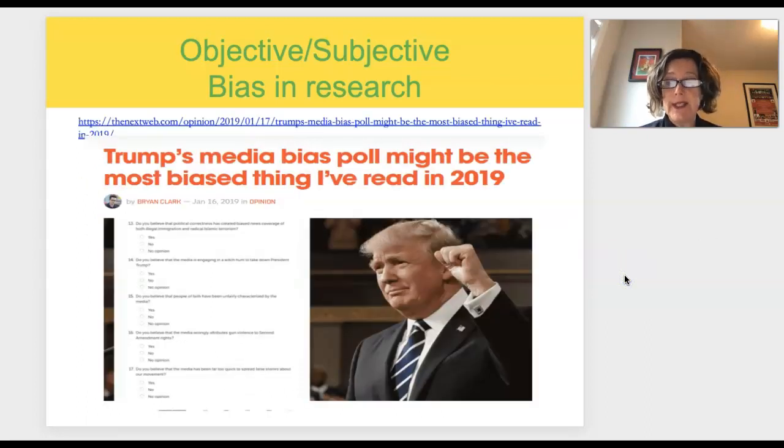So it's just too easy, but I had to bring it in. Trump's media bias poll might be the most biased thing I've read in 2019. Trump put out a survey asking American people if they thought that the media was being biased against him. The author of this article says questions 1 through 10 were pretty decent, but then it started to get convoluted and very leading. Basically, the trouble starts on question 10 of this particular poll with problematic wording.